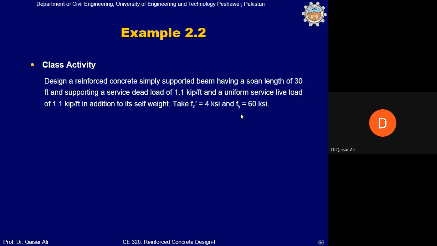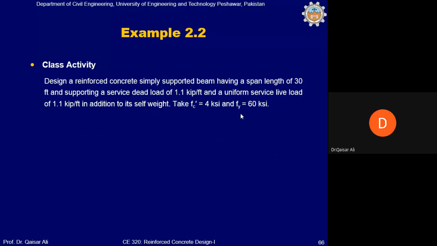Okay, I give you a break of 15 minutes, and you can practice this yourself right now in the class. After the break, if you have any questions, we can discuss. You can take help from the previous example. Start from the beginning by selecting an appropriate size of the beam, then calculate loads, and then analyze the beam. It is simply supported, so the analysis is not difficult. Then start designing. Follow the steps of the design example that we have just finished.